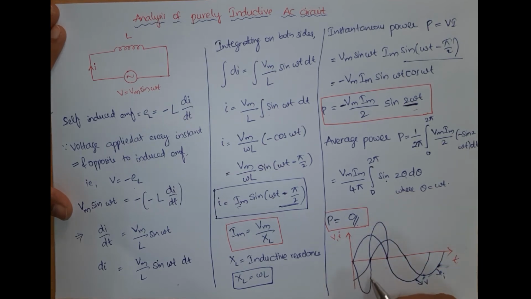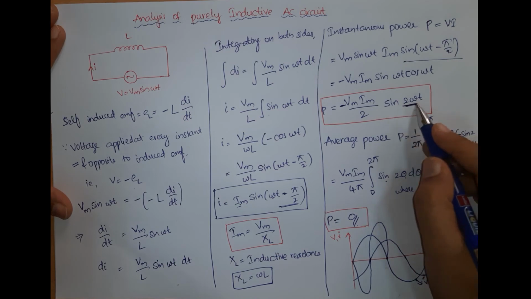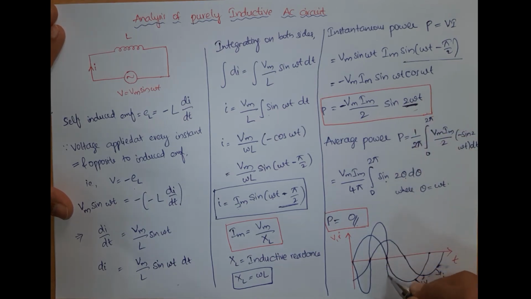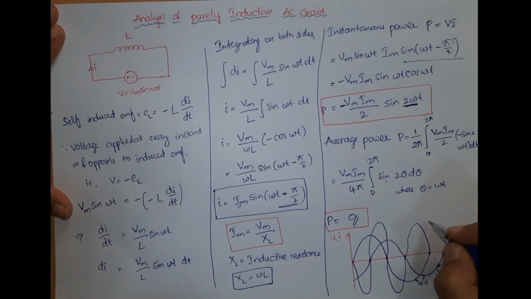So previously, to complete one cycle, if it had taken pi, now to complete one cycle, it is taking only pi by 2. That is what its meaning is, double the frequency, right? So again, double the frequency, right? This is what the instantaneous power is.